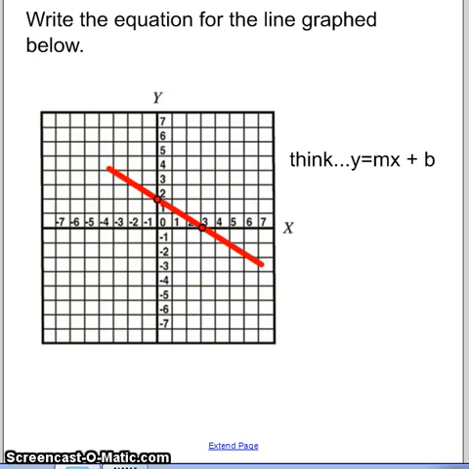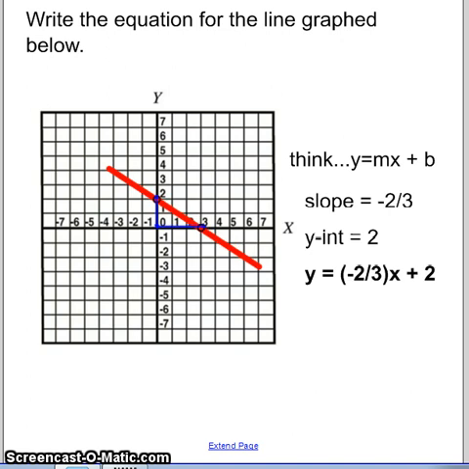We do the same thing for this line. We're going to write the equation for this line. And since we know the slope is down 2 over 3, the slope is negative 2/3, the y-intercept is 2. Once we know those two things, we can write the equation. It's y equals negative 2/3 x plus 2.